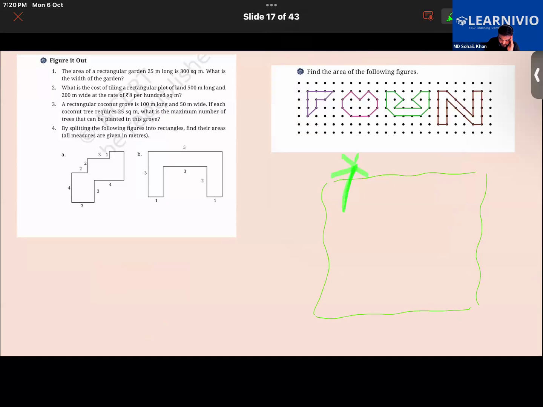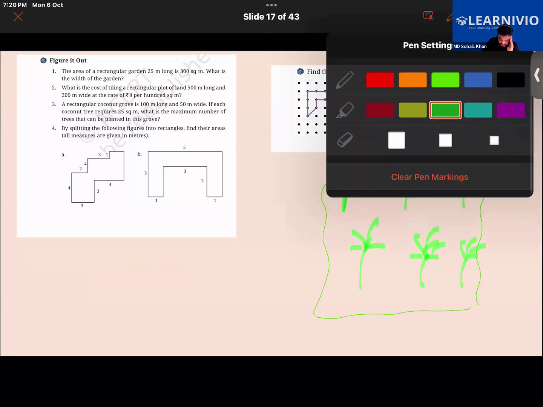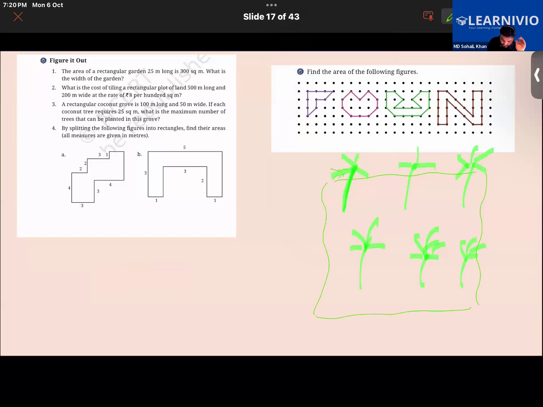The question is also mentioning that each coconut tree, in order to grow, requires how much area? Read the question, it's given. Each coconut tree requires 25 square meters, no? So each coconut tree requires an area of 25 square meters. Each of them requires this much area in order to grow. Like a tree expands, it needs space to grow, right?